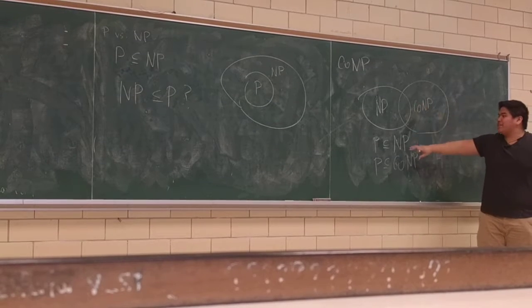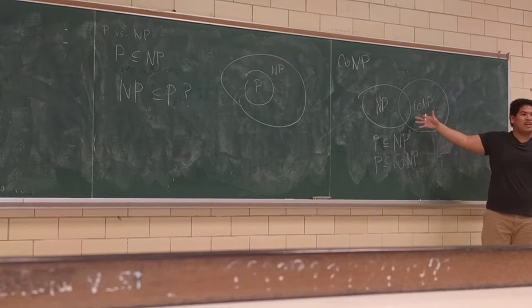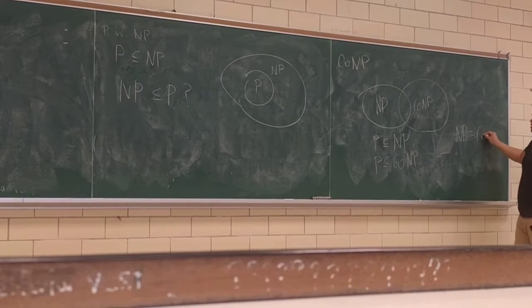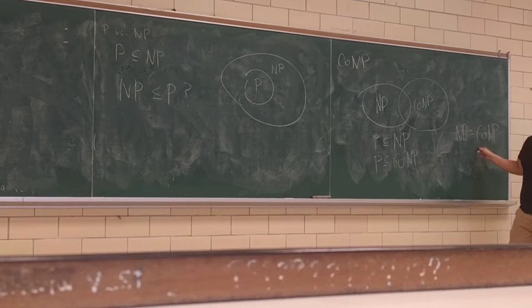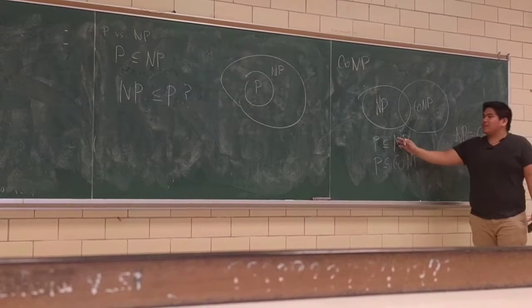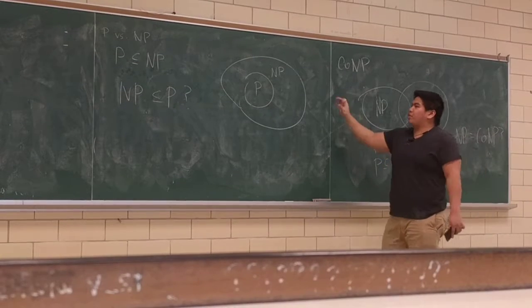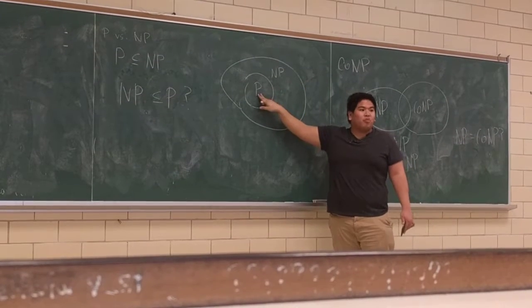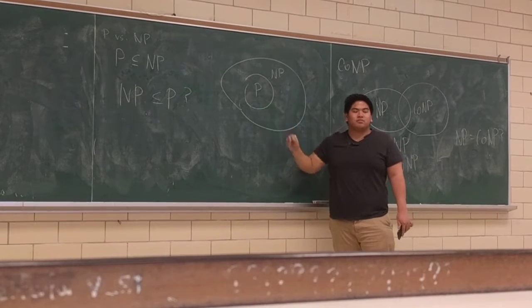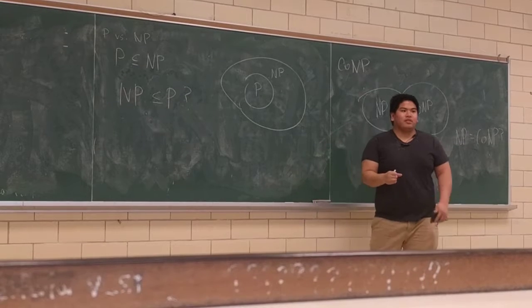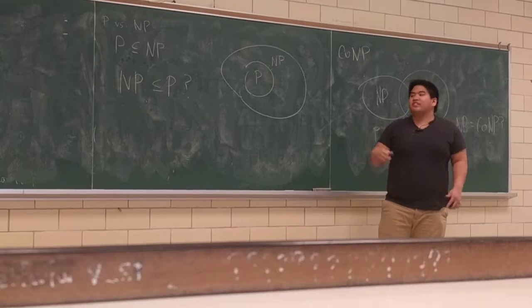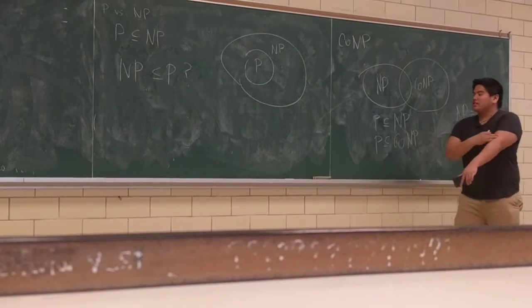Because of these two facts, you know that they intersect. But is NP equal to co-NP? We don't know. Wait, what does it mean by P is a subset of NP? If a problem is solvable in polynomial time, it is verifiable in polynomial time as well. Oh, so therefore it's also in NP, okay, I see. Yeah, exactly.